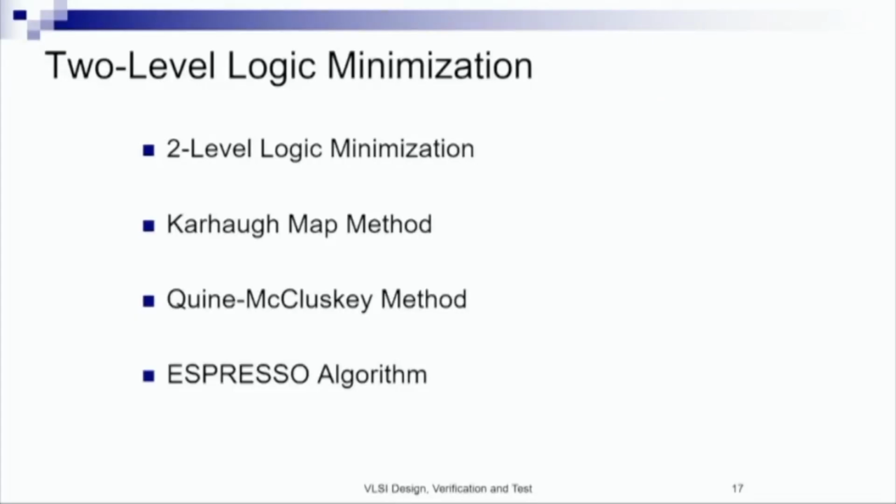There are different methodologies applied for two-level logic minimization. The first, which we all know and have studied, is the Karnaugh map method. Many of us have also studied the Quine-McCluskey method, and what we will study today is almost a standard tool which is used in VLSI design in logic synthesis. This is called the espresso algorithm. It's a heuristic algorithm for two-level logic minimization.